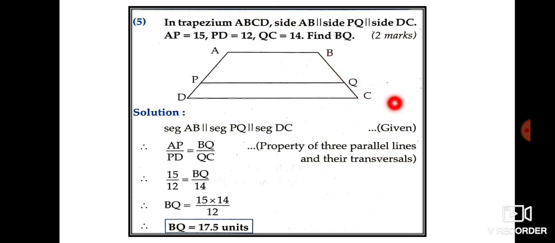Now any idea which property you are going to use over here? Yes, the property of 3 parallel lines and their transversal. We already know that AB is parallel to PQ is parallel to DC. Then directly you can write the property that AP upon PD is equal to BQ upon QC. So we substitute the values and cross multiply. It will be 15 into 14 upon 12, and then we have BQ equal to 7.5.